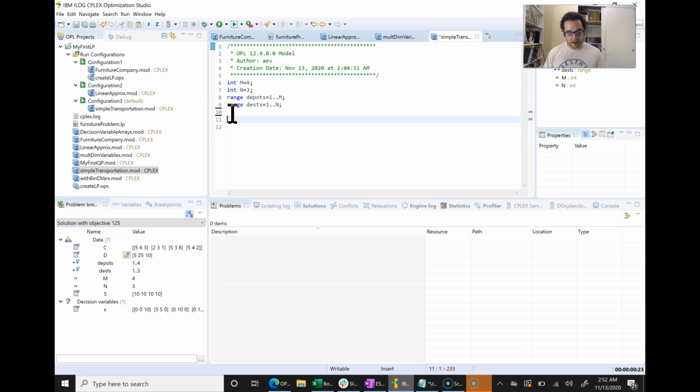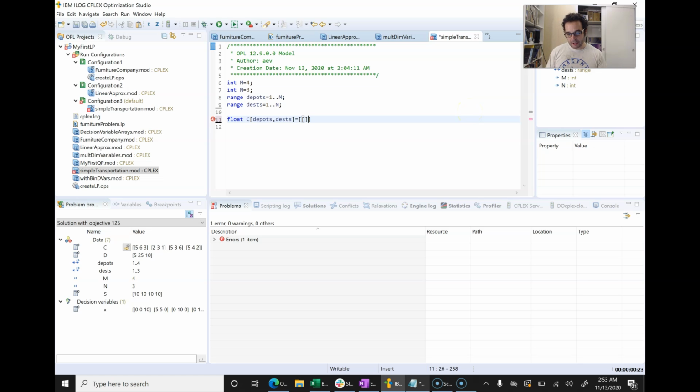All right, so once we have the ranges that are going to correspond to the destinations and the depots, maybe we can define the cost of transport. All right. So in this case, we'll make a float. We'll call it C. And this is going to be a multi-dimensional float. And so the dimensions of C are going to be depots by destinations. Okay. So we'll do depots by destinations. Okay. And again, it's going to be important that these are both ranges that can be referenced.